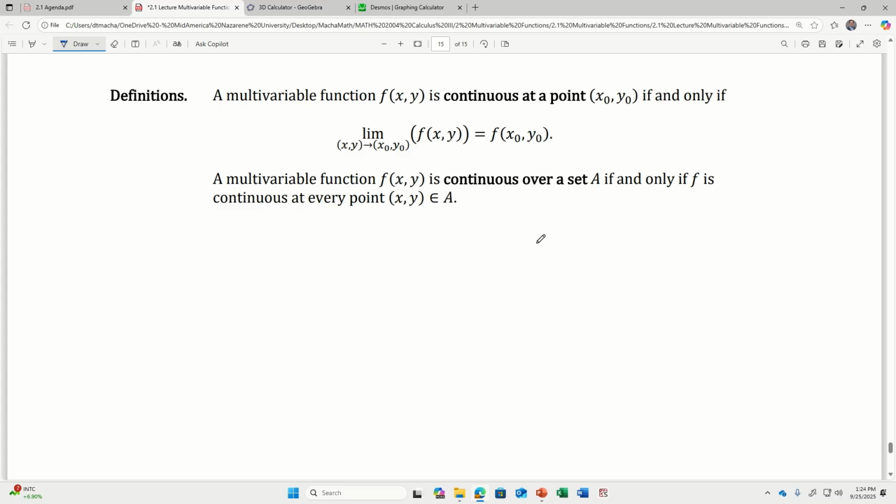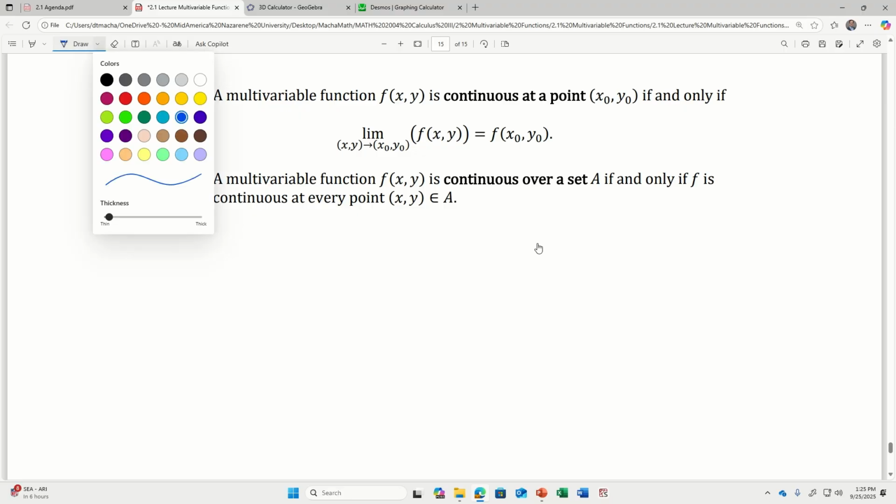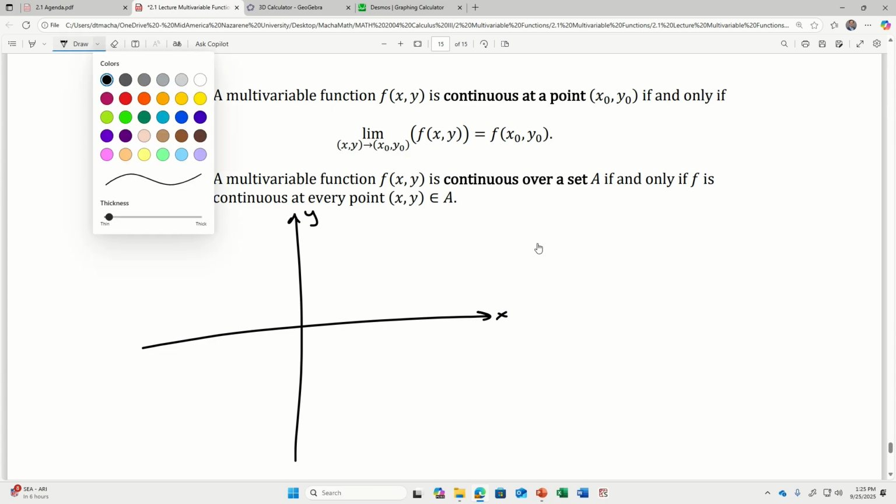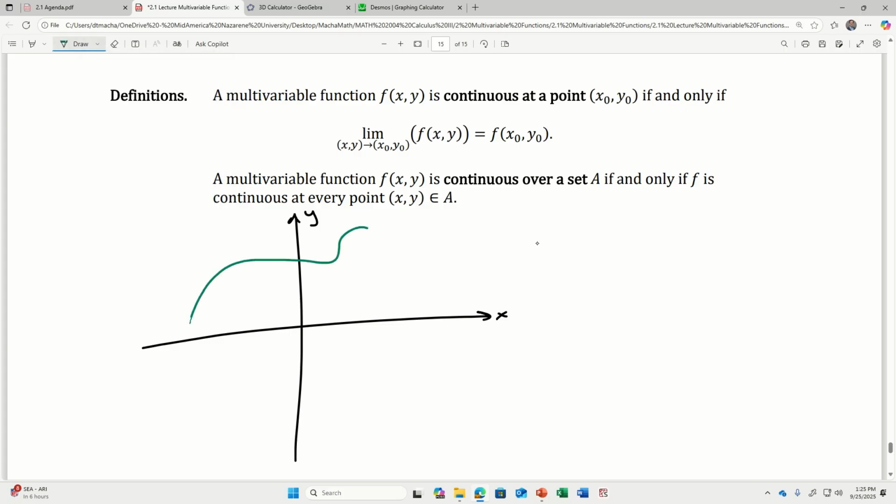Same definitions you saw back in Calculus 1, but now when we talk about a multivariable function, sometimes your set is not just like an interval along the real line. We don't just say, oh, this function is continuous from like -3 up to 5. But now with multivariable functions, your set could be some kind of region in the xy plane or some kind of region in space.